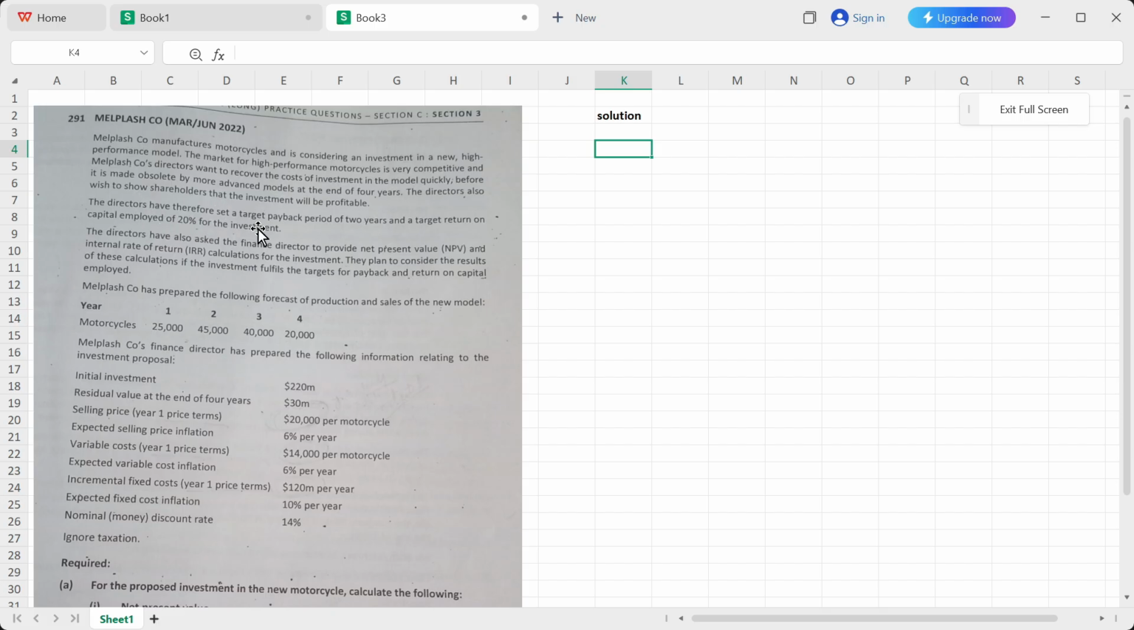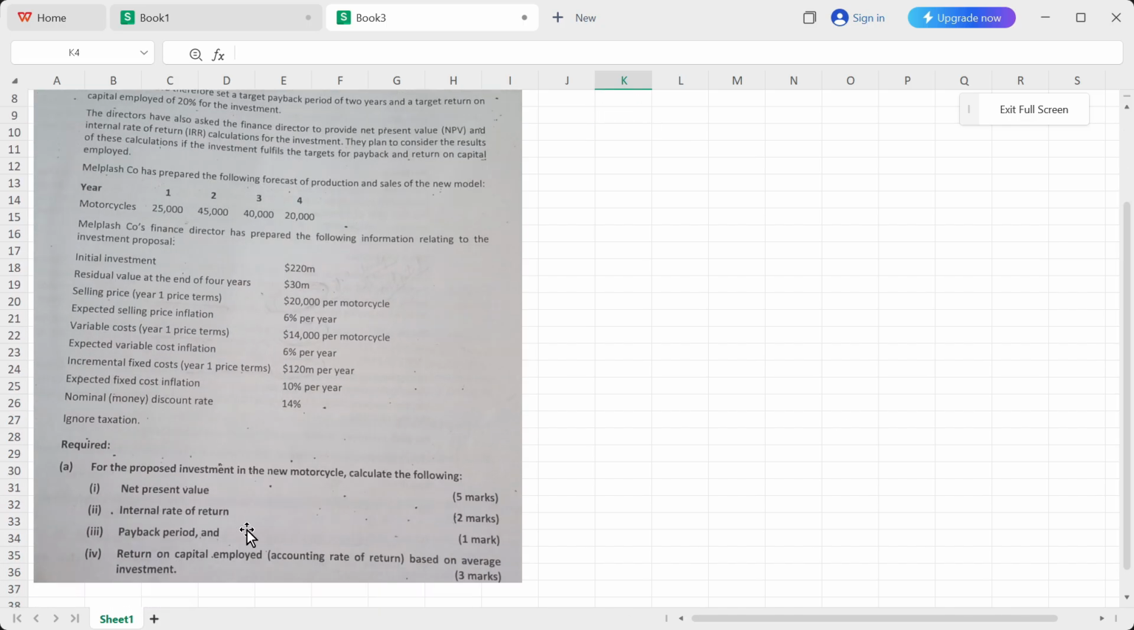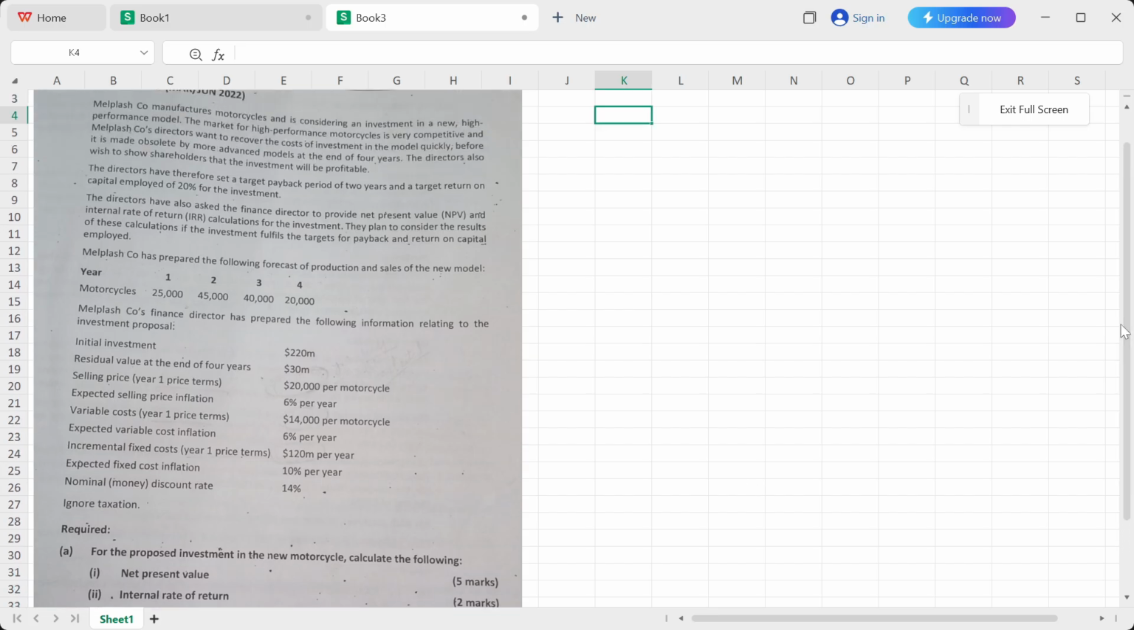The directors have therefore set a target payback period of 2 years. So that means that when you calculate the payback period in part number three, you will see whether it is equivalent to 2 years, less than 2 years, or greater than 2 years. Depending on whatever payback period you get in part number three, you're going to make the decision whether this investment is acceptable to you or not.